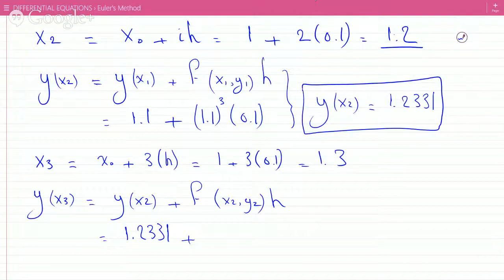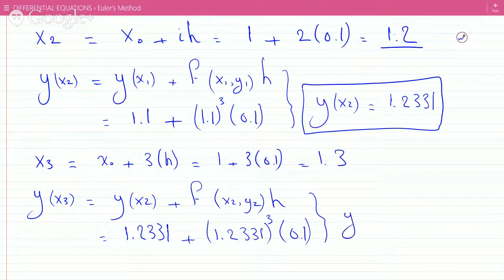Okay, and then the value of f, you just plug in x2 in the function, which is y equals x cubed. So you get 1.2331 cubed times h, times 0.1. And so from here you get y of x3 to equal 1.4206.